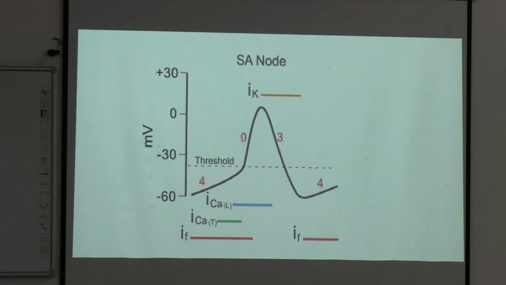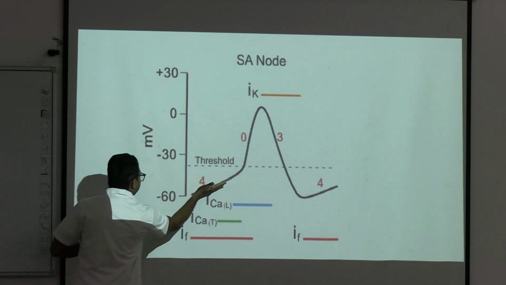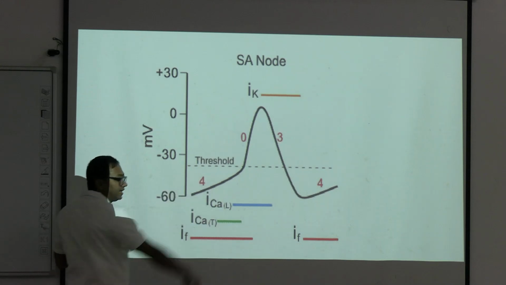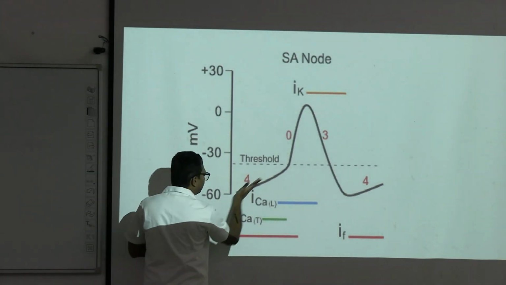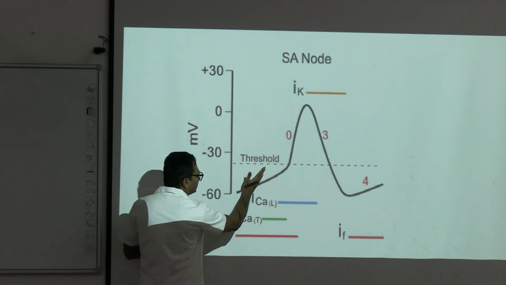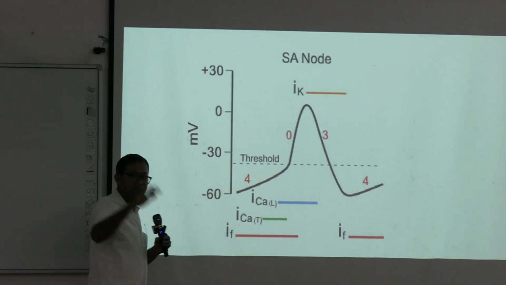And if you give the patient a beta 1 agonist drug, a sympathomimetic drug, what will happen? Phase 4 will become steeper and heart rate will increase. For example, noradrenaline. If you give the patient noradrenaline, this phase 4 will be steeper and heart rate will increase. If you give ivabradine to the patient, this phase 4 depolarization will be flatter and heart rate will fall.